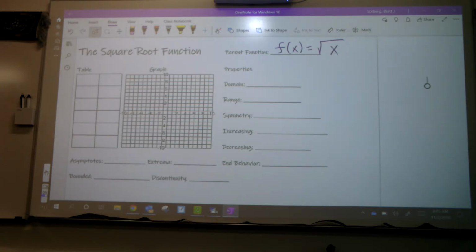All right, Jocelyn, can you give me some numbers you can take the square root of? Yeah. What's the square root of 0? All right, that's our smallest one we can do. The square root of 0 is 0. Cool, keep going.